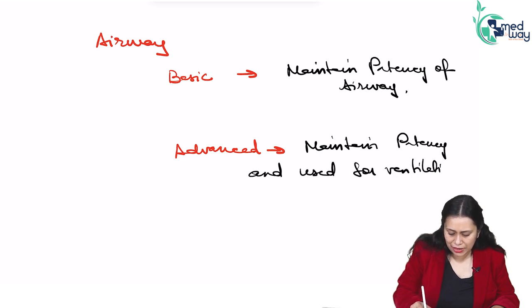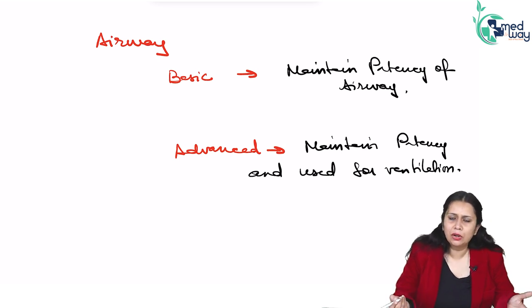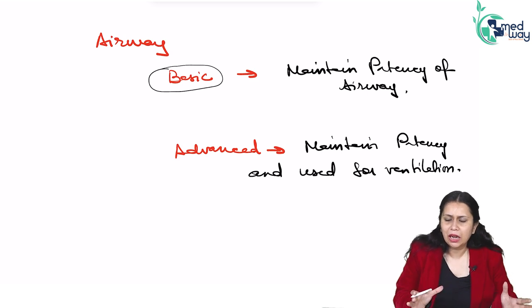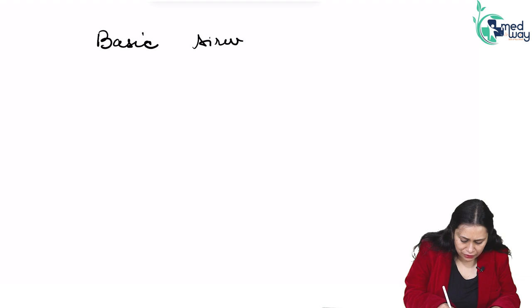So in basic airway devices, we have your oropharyngeal airway, nasopharyngeal airway. These are the adjuncts, and some basic airway maneuvers which we do. And in advanced airway devices, we'll discuss the endotracheal tube, supraglottic airway devices, right? So we will divide the airway section in two parts. First, I will talk about the basic and then I will talk about advanced. So let us start with basic airway devices or basic airway maneuvers.